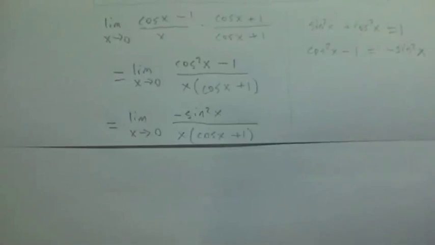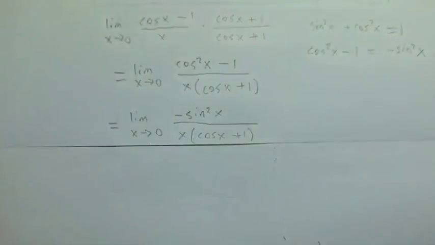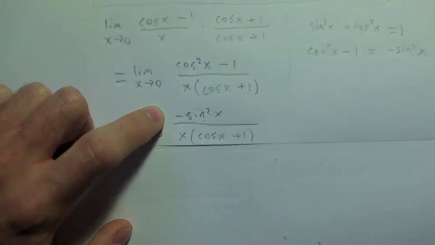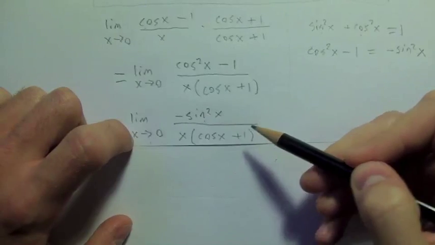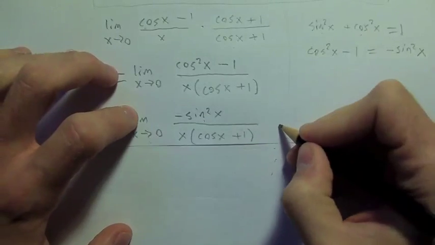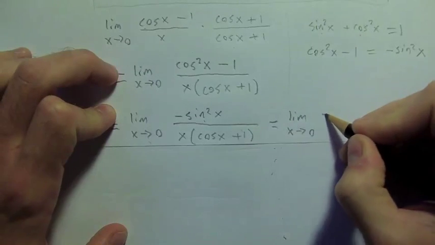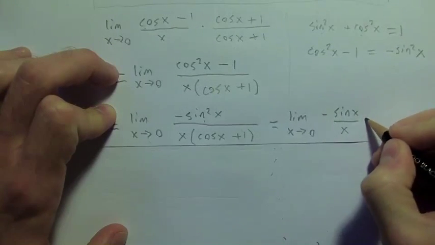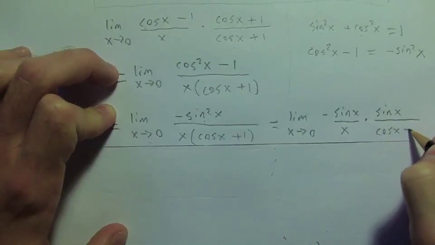Right? Now, you might think, well, that didn't really help. But it does if we start splitting things up. So what I'm going to do, I have two sines on the top, so I'm going to break that apart and move one of them to be over the x and the other one to just be over this cosine x plus 1. Here, I'll show you what I mean. We basically have the limit as x goes to 0 of negative sine x over x times sine x over cosine x plus 1.